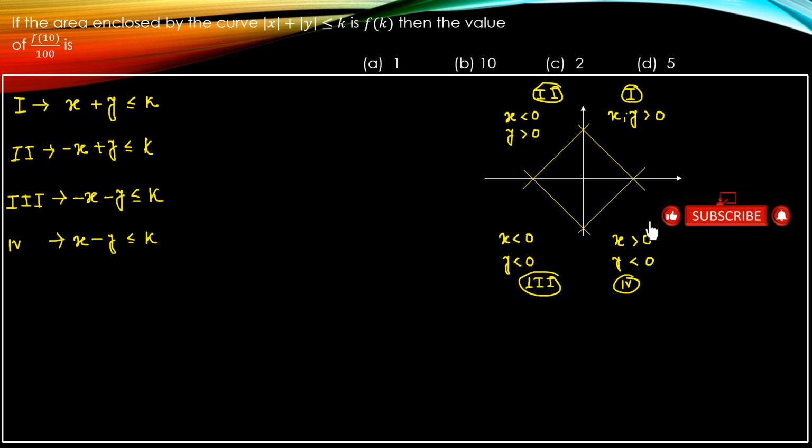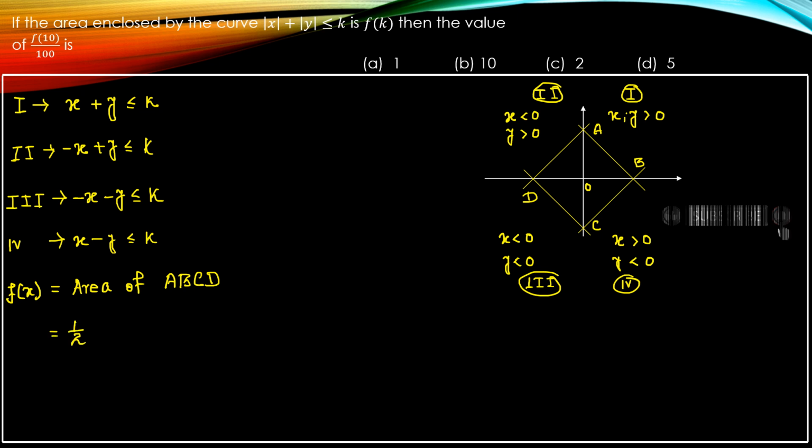So I named the intersection points A, B, C and D, and the origin is O. Therefore, f(k), the area bounded by the given curve, must be equal to the area of the square ABCD. This is definitely a square. By the properties of the square, all the triangles are congruent, so their areas are equal. One triangle's area will be 1/2 times OB multiplied by OA.